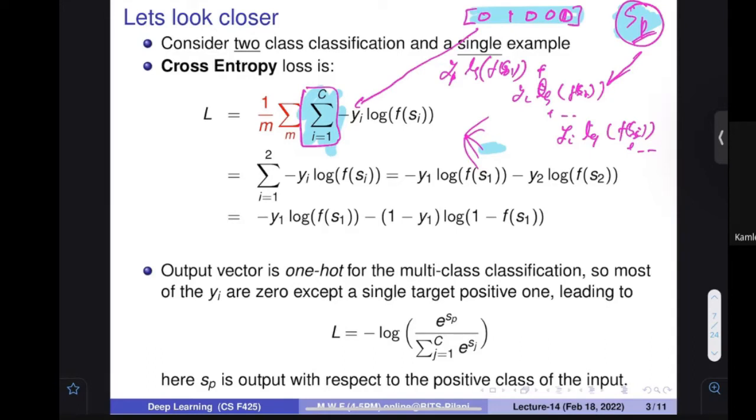So this particular equation is in that sense going to be very general, and whatever class you are going to consider, you consider it over here, and the proper probability of all other classes is going to be summed over in this particular output. Okay.